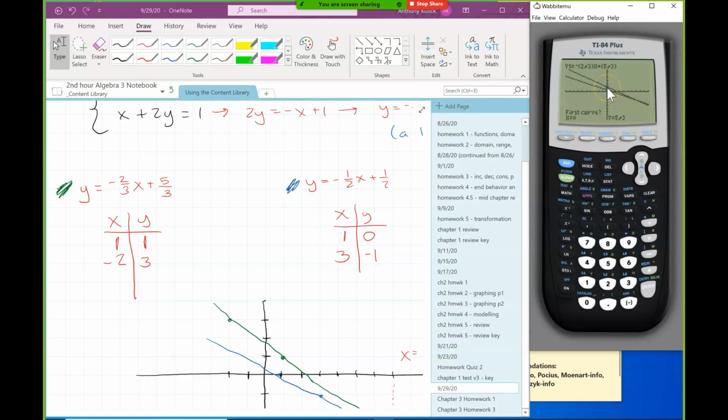Notice that I have my cursors popped up here, and the calculator is asking us to identify the first curve. So the calculator needs to know what two things it's trying to find the intersection of, and then it needs a guess. Right now I can tell if you move your cursor left and right that you're on one of the two lines. So anywhere on that line, go ahead and press enter.